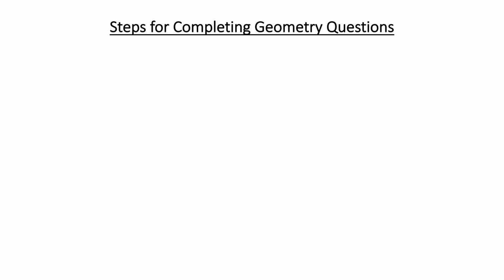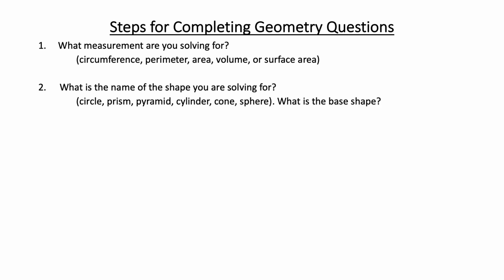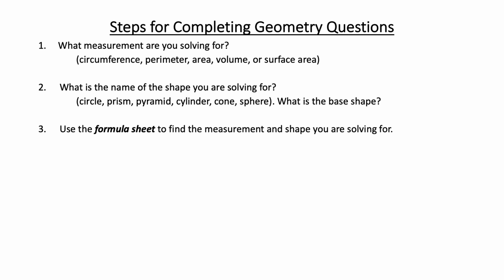When we're completing geometry questions, we have certain steps that help us. First, we want to know what measurements we are solving for. Once we know what we're solving for, we should know the name of the shape. Is it a circle, a prism, a pyramid, and what is the base shape? We use the formula sheet to find the measurement and the shape we're solving for. We write down the formula. Do not skip this step.